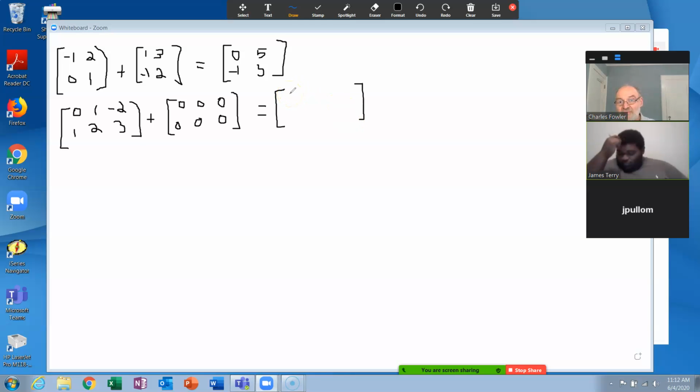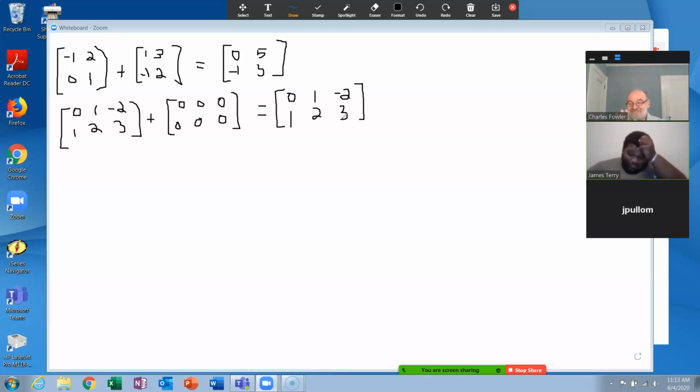Can you add those? Yes. What would it be? 0, 0, 1, 1, negative 2, negative 2, 1, 1, 2, 2, 3, 3. That was hard, wasn't it? Adding by 0 is always tough, okay?